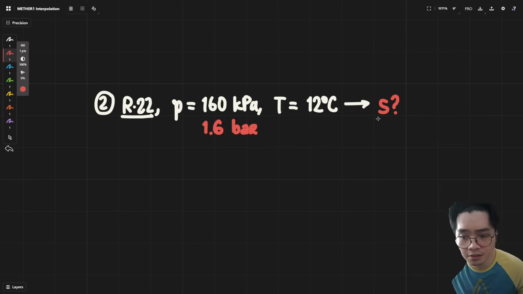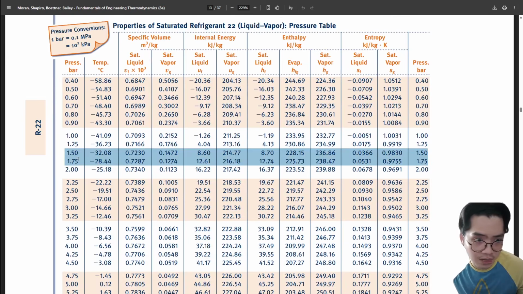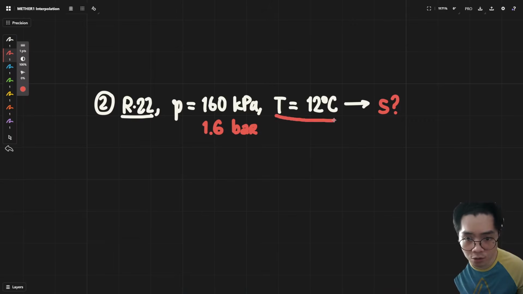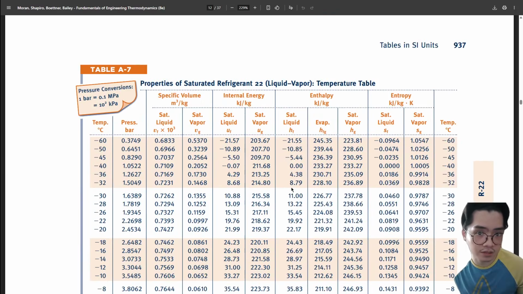So first, the state. If we have a pressure and a temperature, then most likely we are dealing with a superheated vapor. Let's just try and see if that is correct. And surprise, surprise, there is no value for 1.6 bar. Even if there's no value for 1.6 bar, we should still be able to look at it on the side of the temperature table. 12 degrees Celsius.